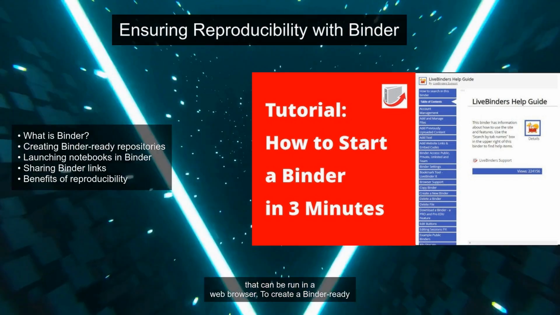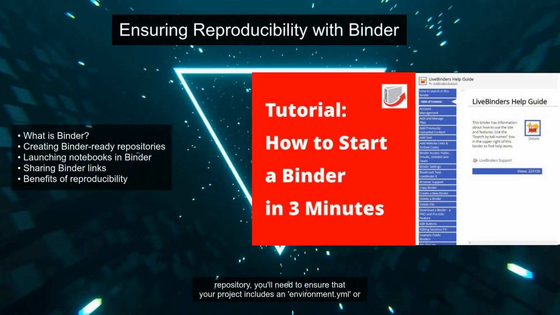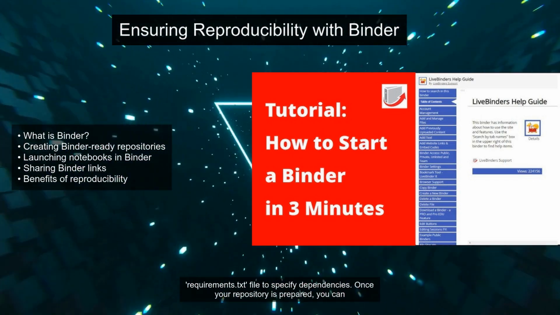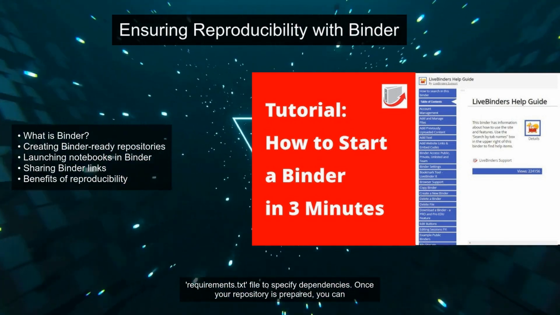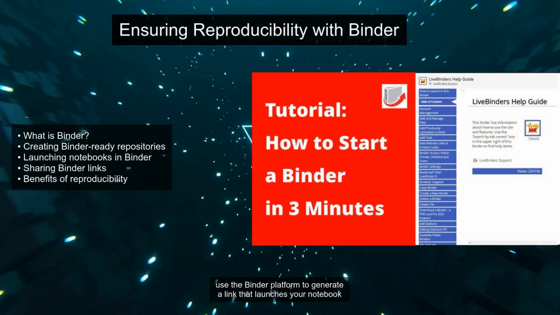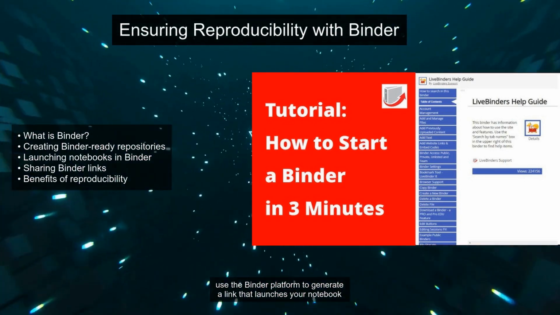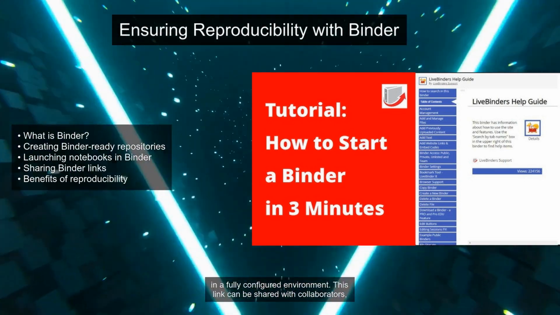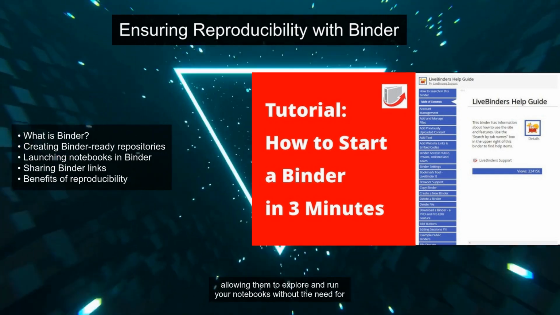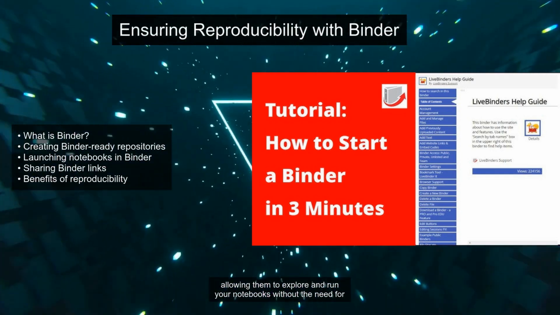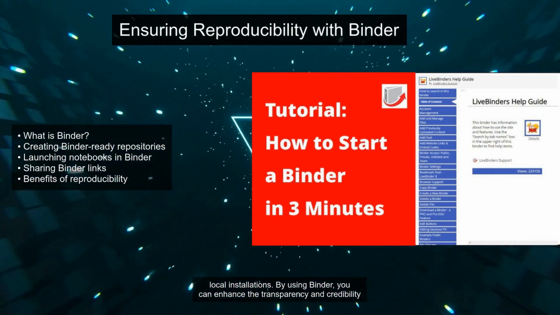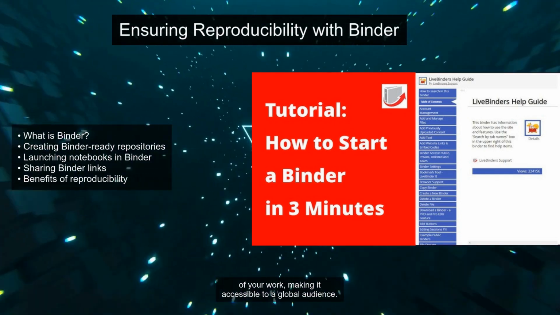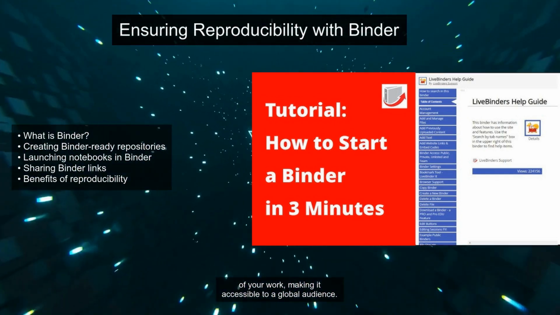To create a Binder-ready repository, you'll need to ensure that your project includes an environment.yml or requirements.txt file to specify dependencies. Once your repository is prepared, you can use the Binder platform to generate a link that launches your notebook in a fully configured environment. This link can be shared with collaborators, allowing them to explore and run your notebooks without the need for local installations. By using Binder, you can enhance the transparency and credibility of your work, making it accessible to a global audience.